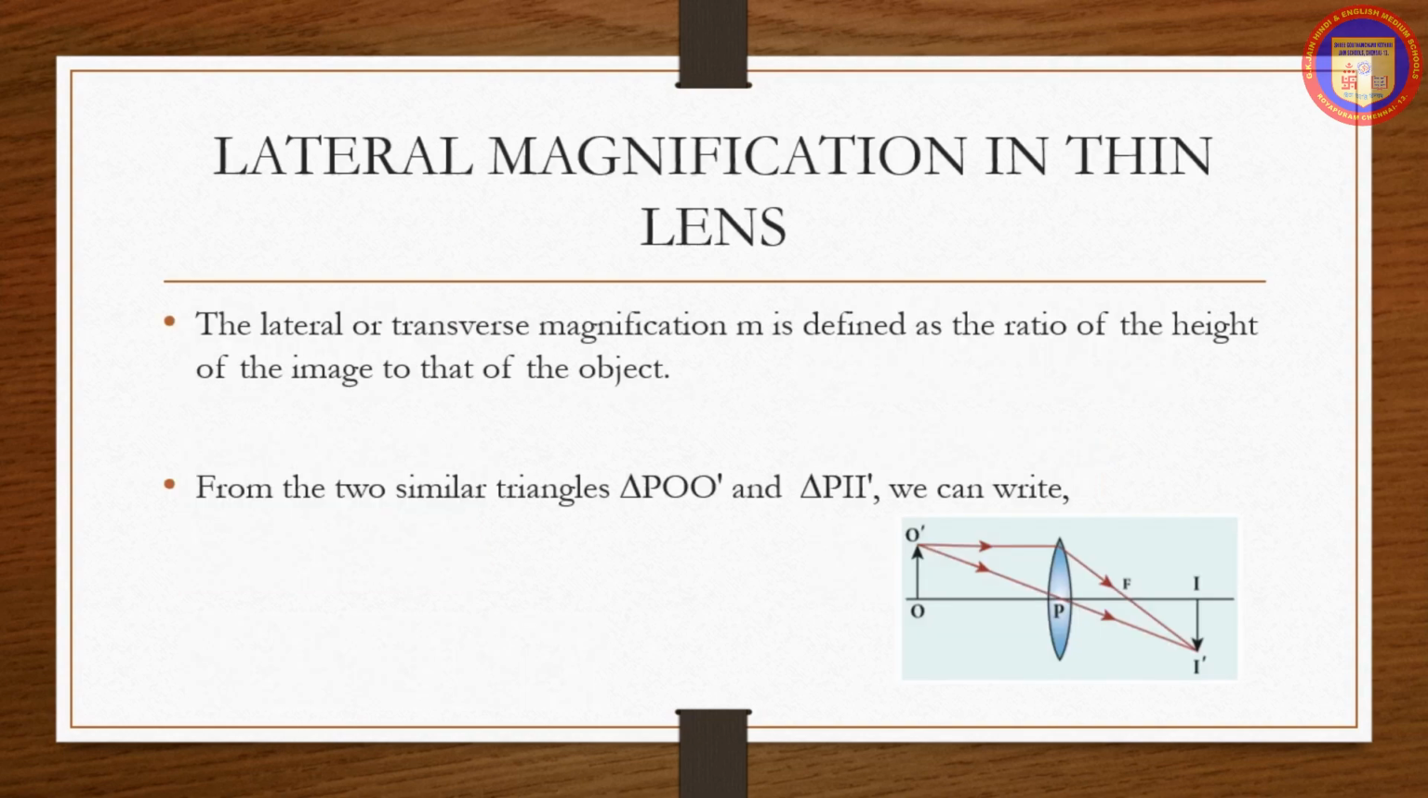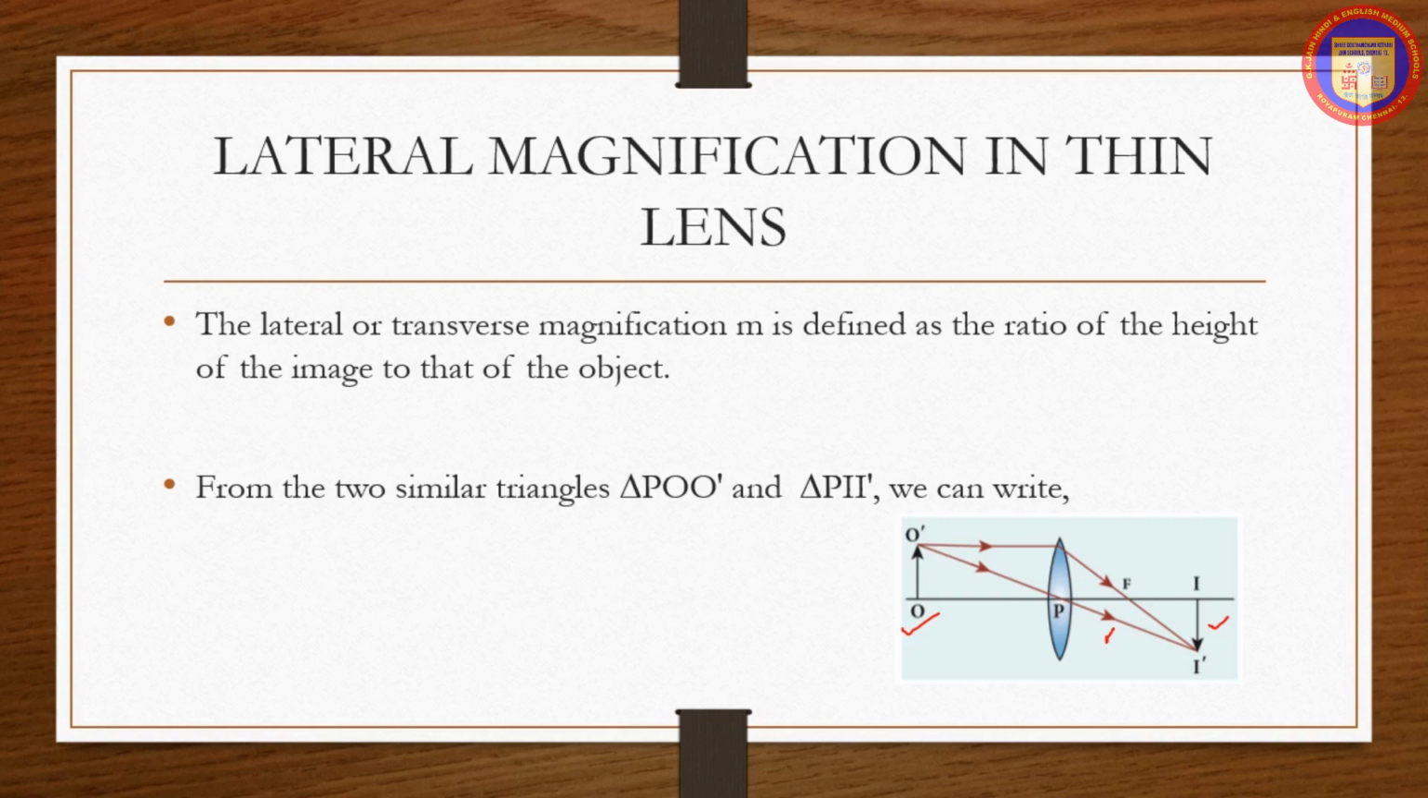The next topic is lateral magnification in a thin lens. See the diagram. We have taken a thin lens, O dash be the object at a height h1 placed on the principal axis, which is perpendicular to the principal axis. The ray OP passing through the pole of the lens goes undeviated. The inverted real image I dash is formed at a height h2.